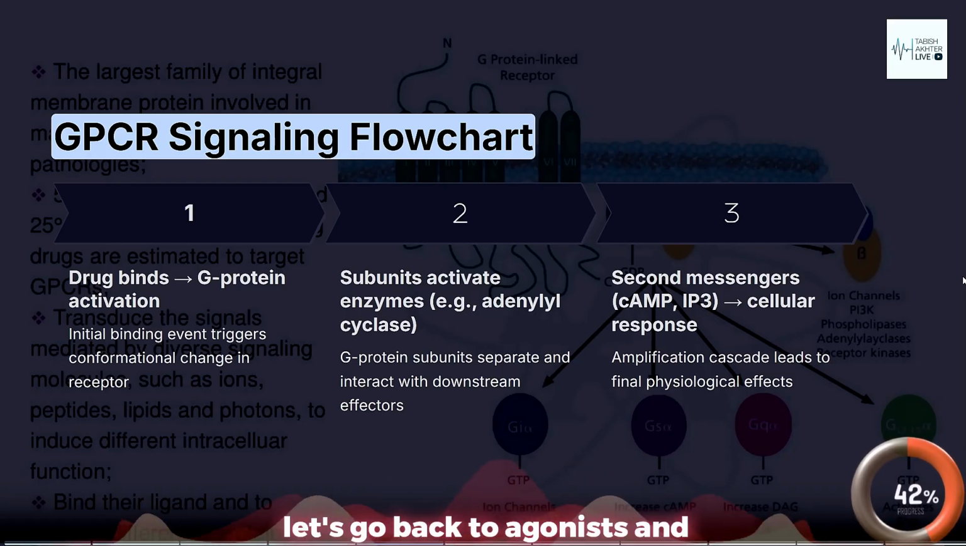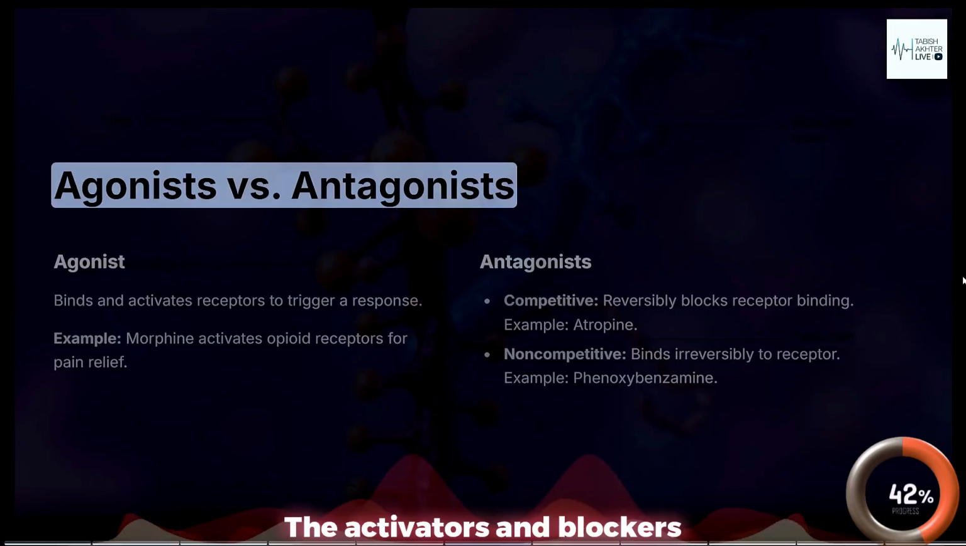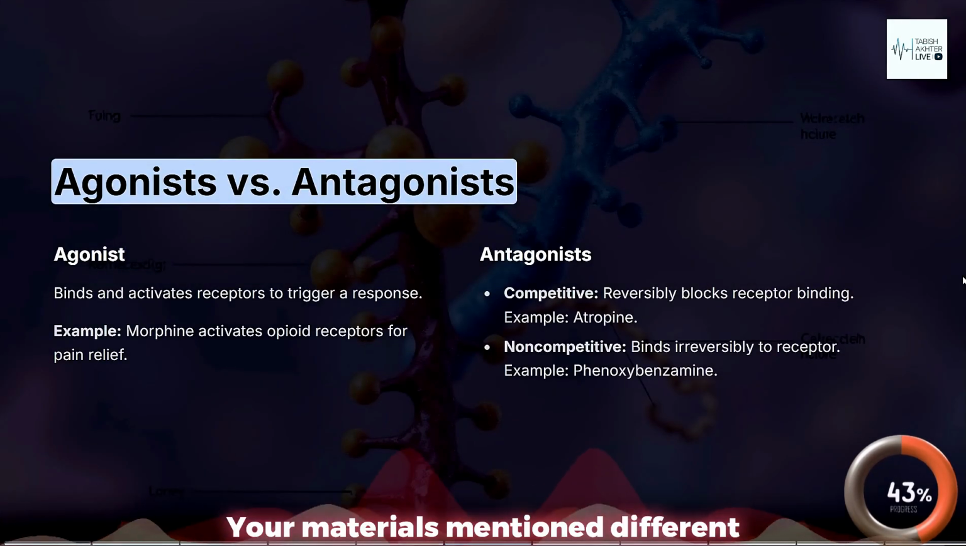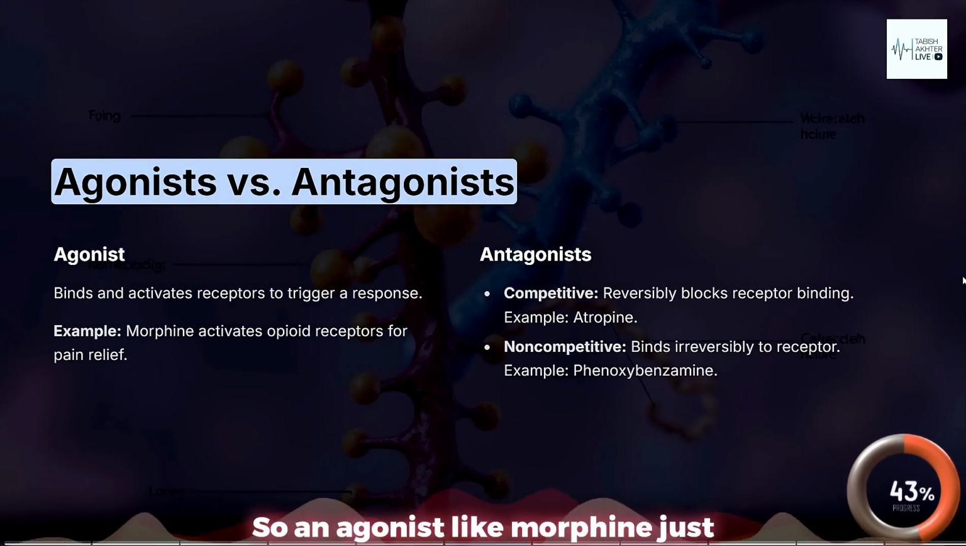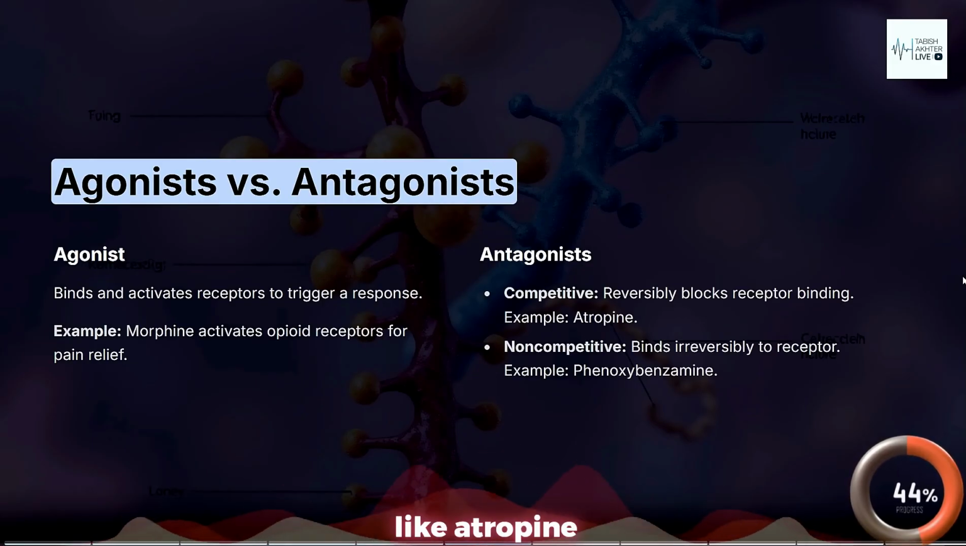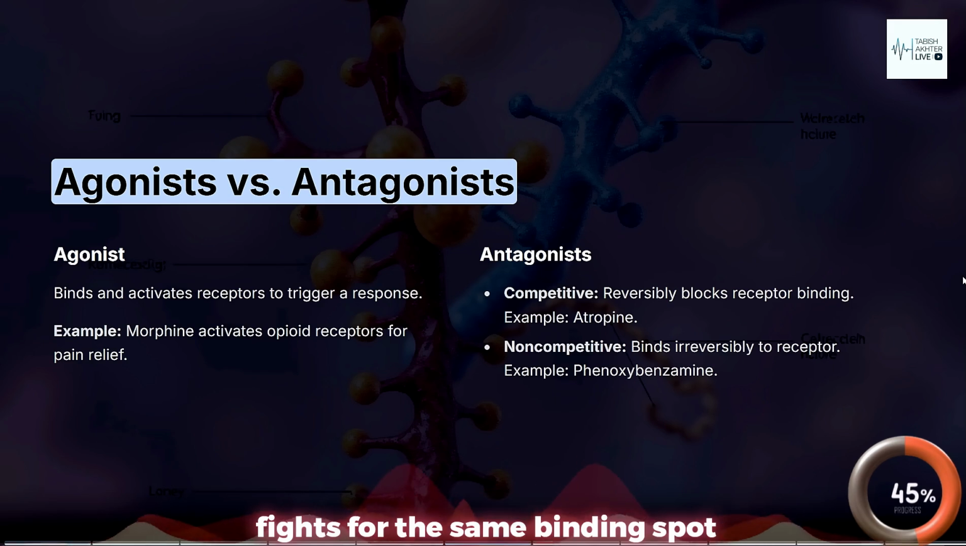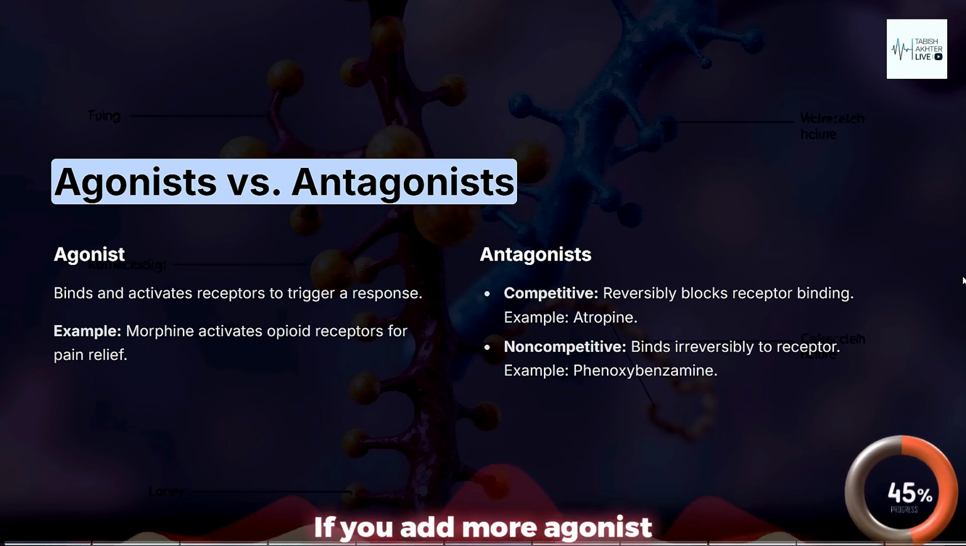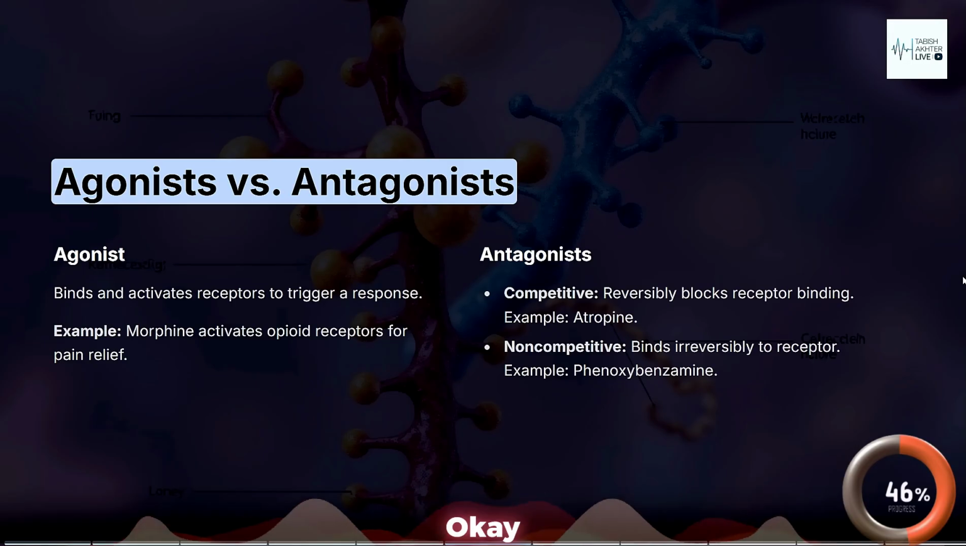Okay, let's go back to agonists and antagonists for a second. The activators and blockers. Your materials mention different types of blocking. Right. So an agonist like morphine just works, gives you pain relief. A competitive antagonist like atropine fights for the same binding spot as the agonist. If you add more agonist, you can usually overcome the block. It's reversible. Okay, a competition.